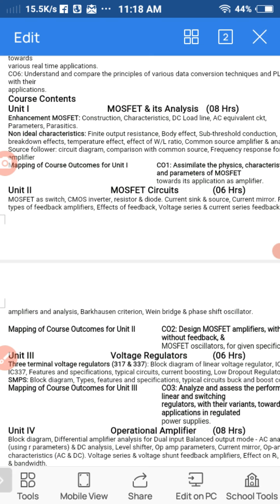We will start with MOSFET as a switch today. MOSFET as a switch.